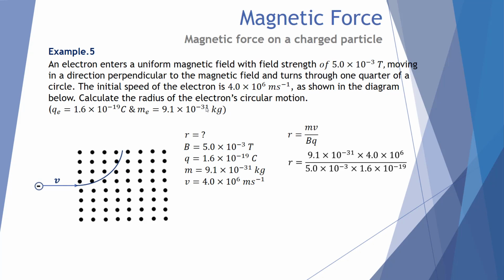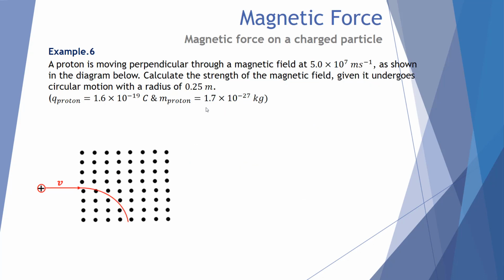We sub all our values in, looks quite complex, do our calculations carefully, and we end up with a radius of 0.00455 meters, which could be written in scientific notation as 4.55 by 10 to the negative 3 meters, or more simply, 4.55 millimeters. Our sixth and final example.